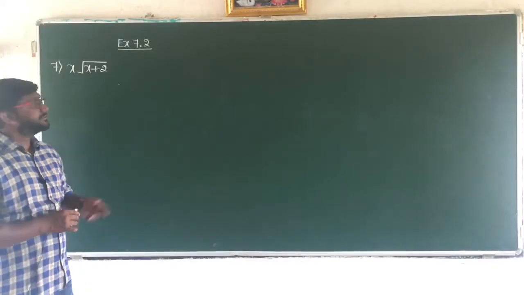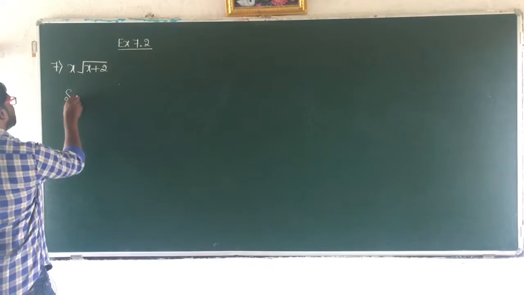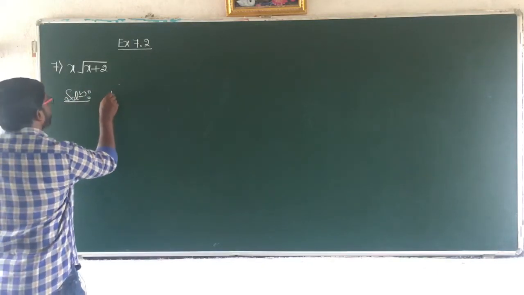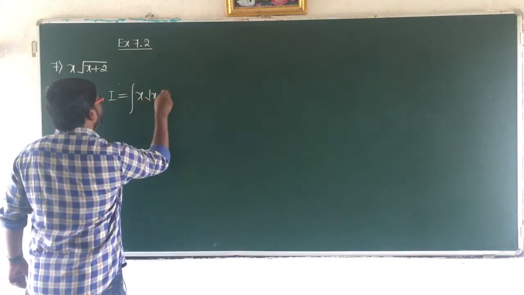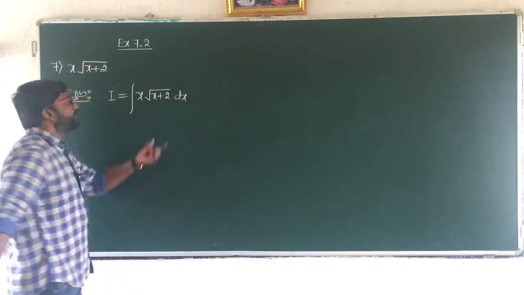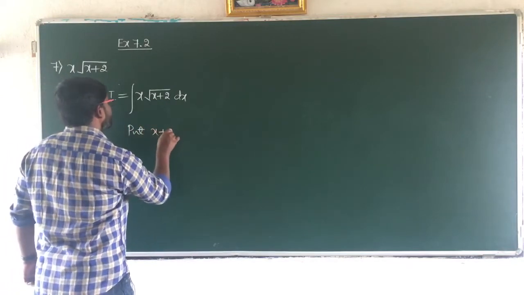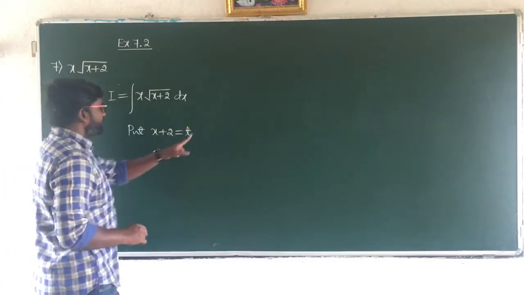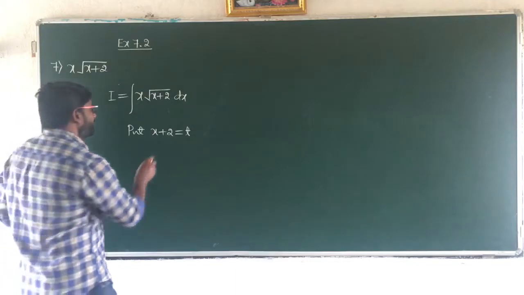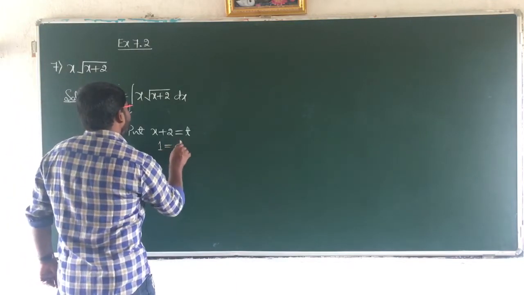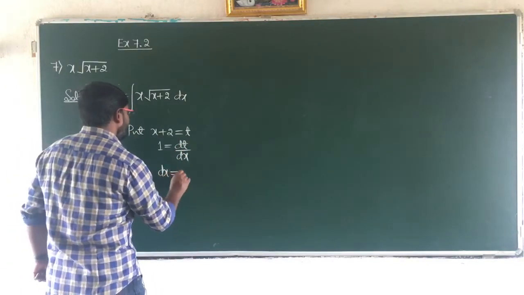Well, the next question is x into the square root of x plus 2. Take this as I, which is equal to the integral of x into the square root of x plus 2 dx. So now take this as t. Put x plus 2 equal to t, then differentiate both the sides. The derivative of x will be 1. So 1 is equal to dt by dx. Take dx to the LHS, we get dx equal to dt.